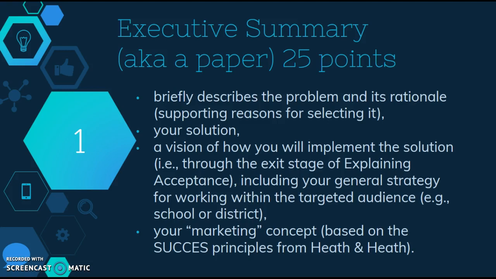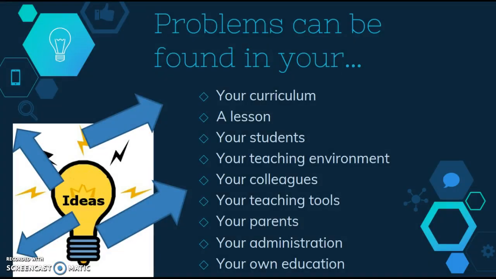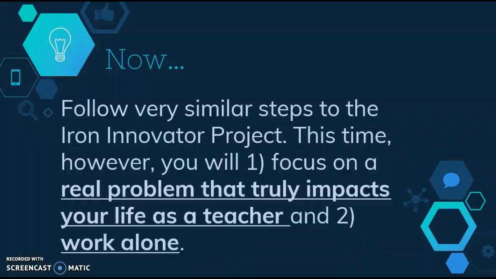In this paper, you're going to briefly describe the problem, the rationale for the problem, meaning what are the reasons that you selected it as a problem. You will include the solution, a vision of how you will implement the solution. Again, if you go back to our text, in particular, if you go on to page 79 through 80, you'll get some ideas about what it means to explain the acceptance. And then, of course, your general strategy for working within the targeted audience. And again, you will identify the targeted audience based on whatever your problem is.